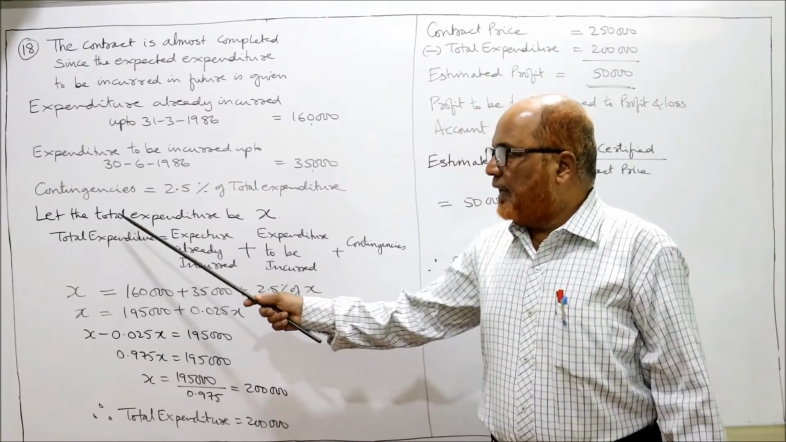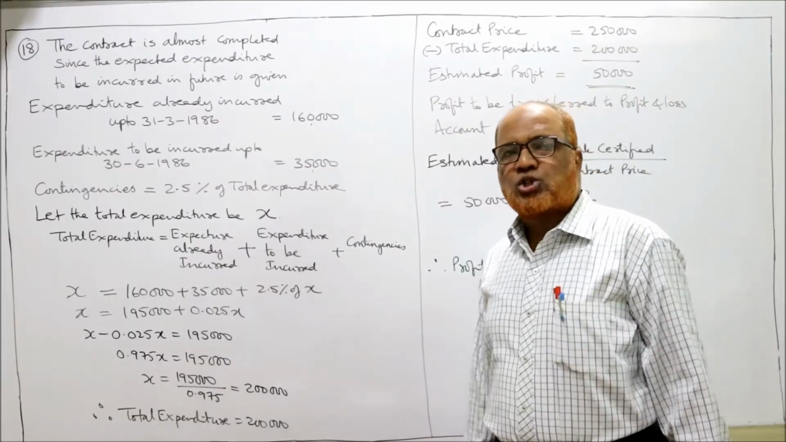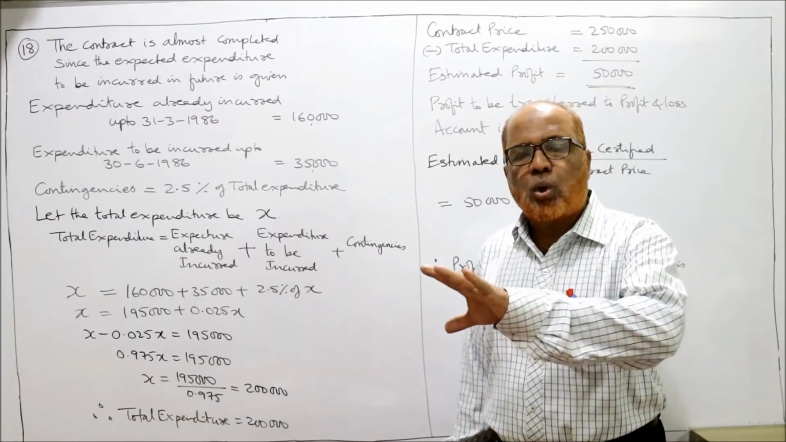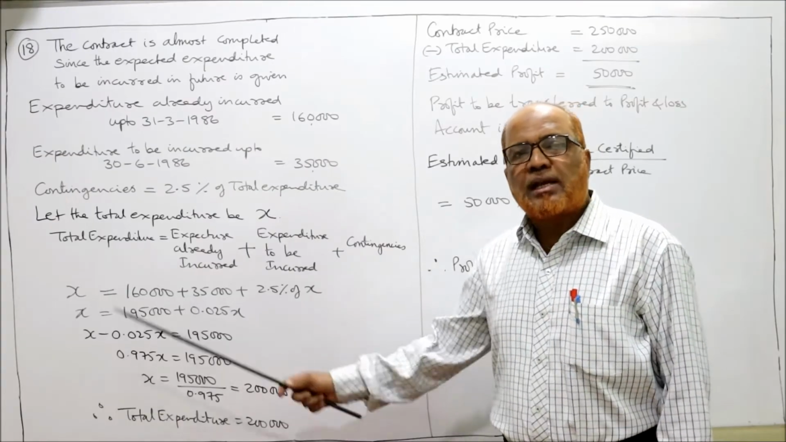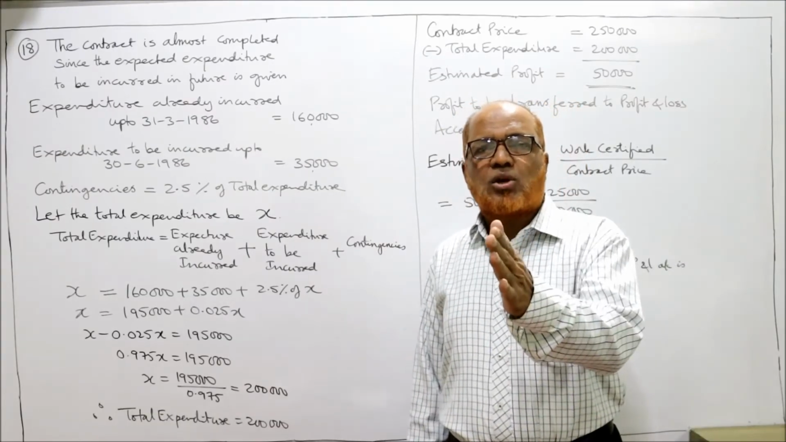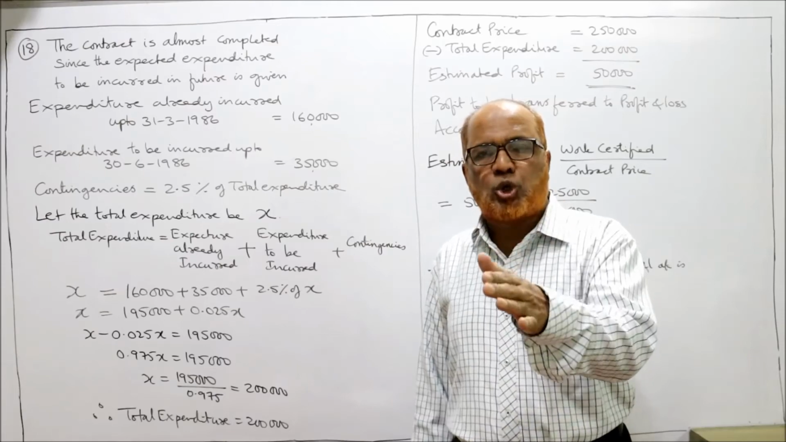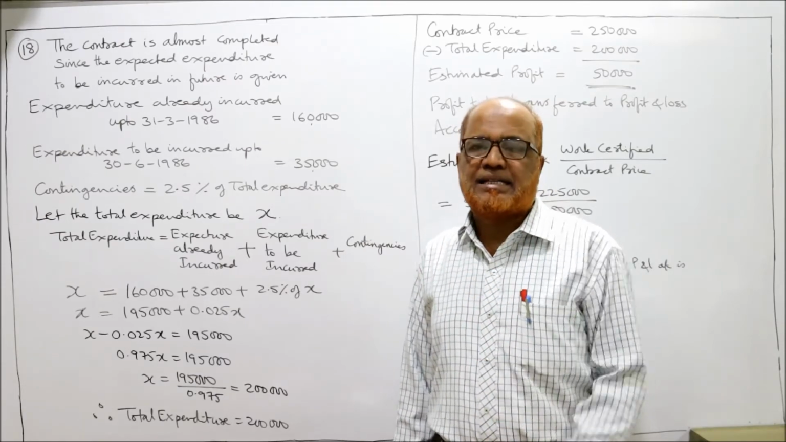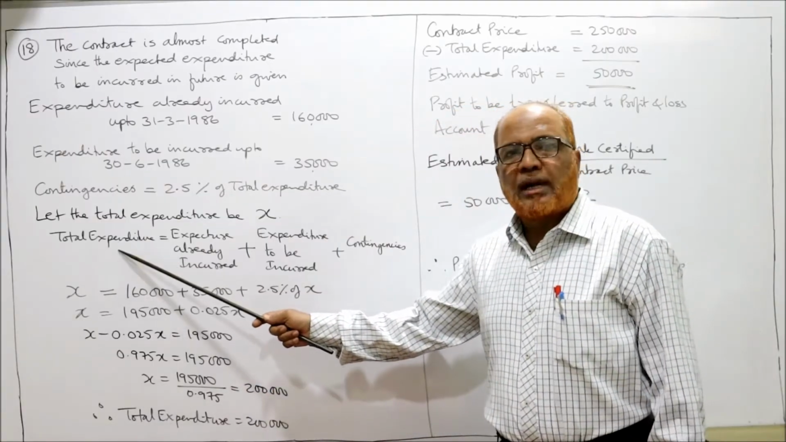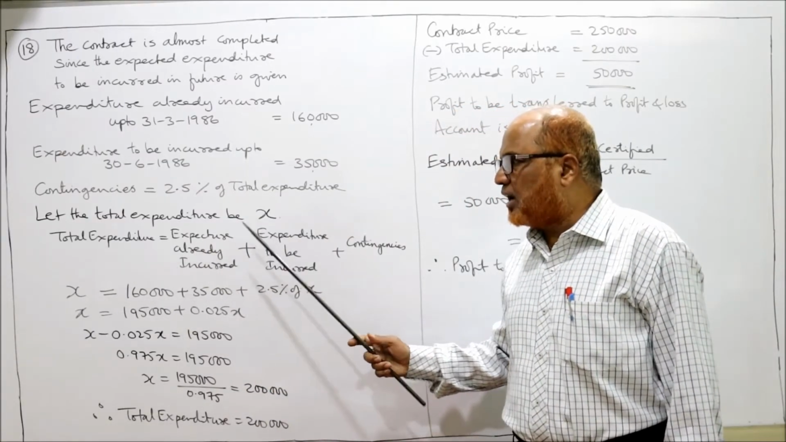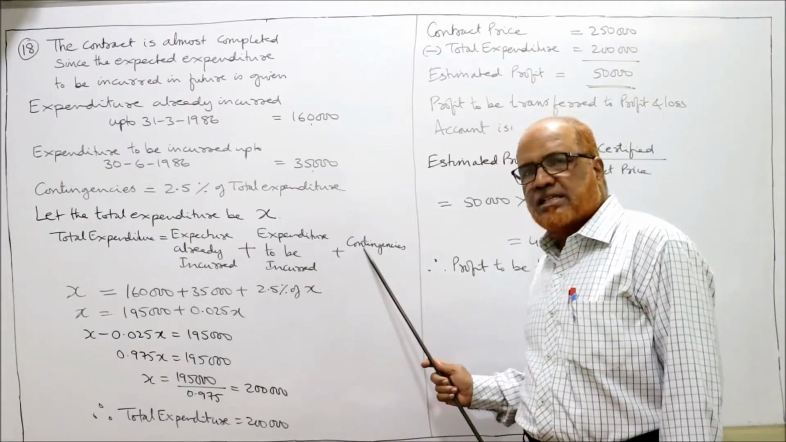Now here, let the total expenditure be X. Suppose the total expenditure of the contract is X. So total expenditure is equal to expenditure already incurred plus expenditure to be incurred plus contingencies. When we add the 3 items, we get total expenditure. So I've written total expenditure is equal to expenditure already incurred plus expenditure to be incurred plus contingencies.